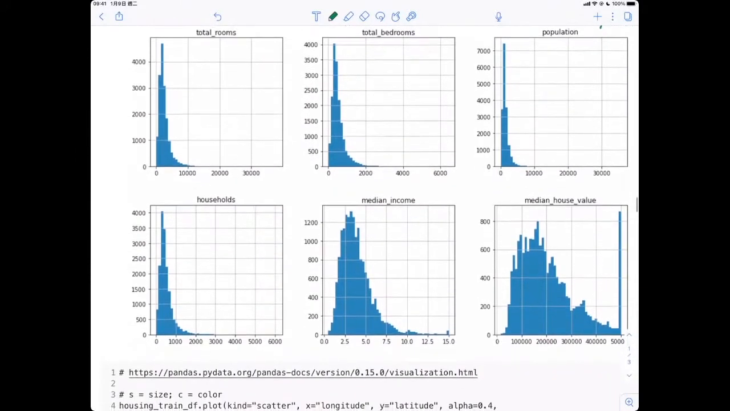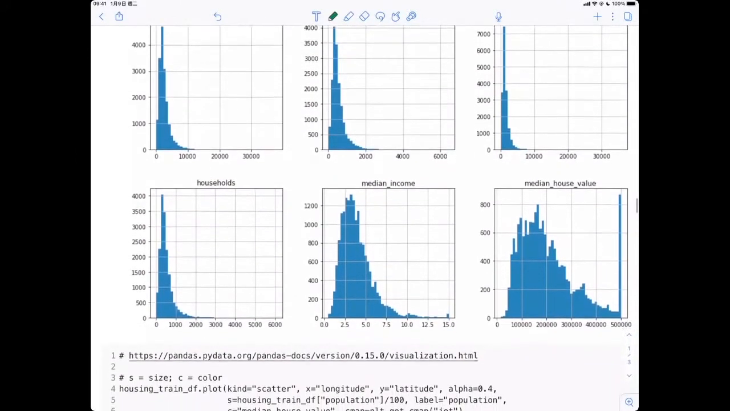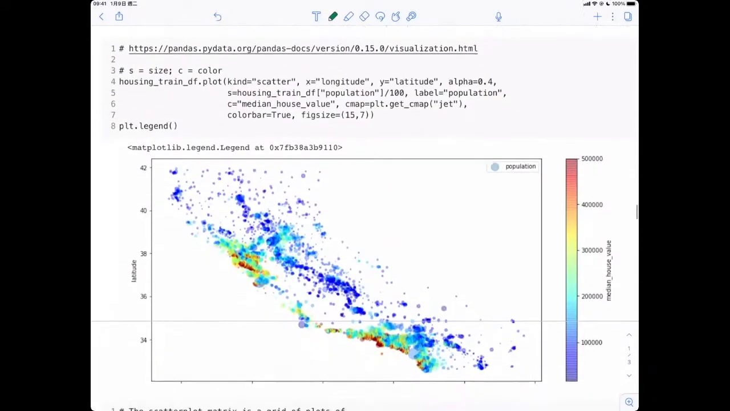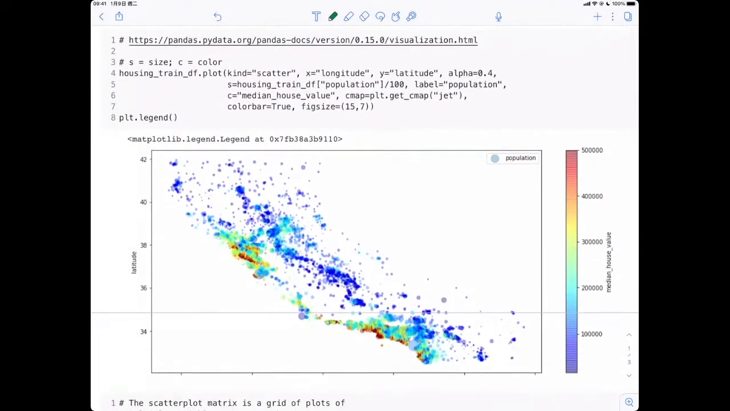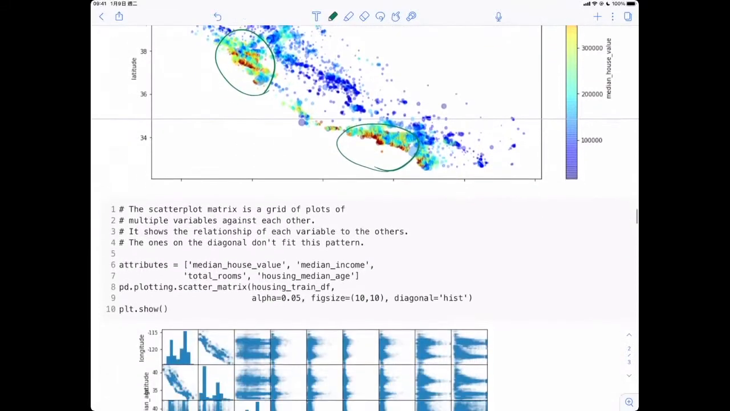Population, household, median income, median house value. Or because it has longitude and latitude information, you can draw those things on a map. If you want to use a map, you may try this. Maybe Bay Area or San Francisco, somewhere, or Los Angeles. So that is what you have to observe.